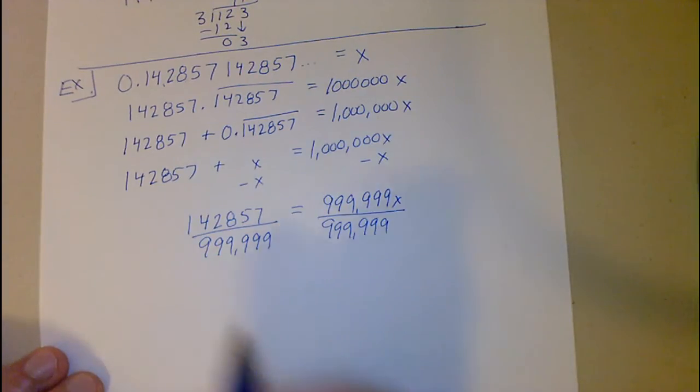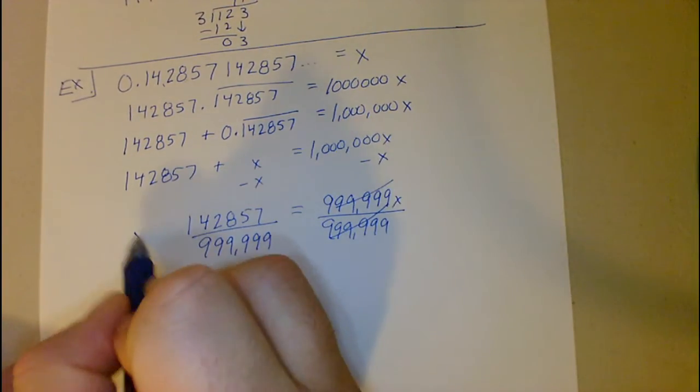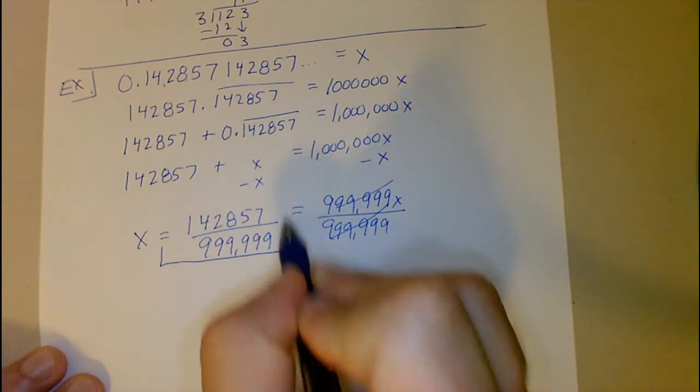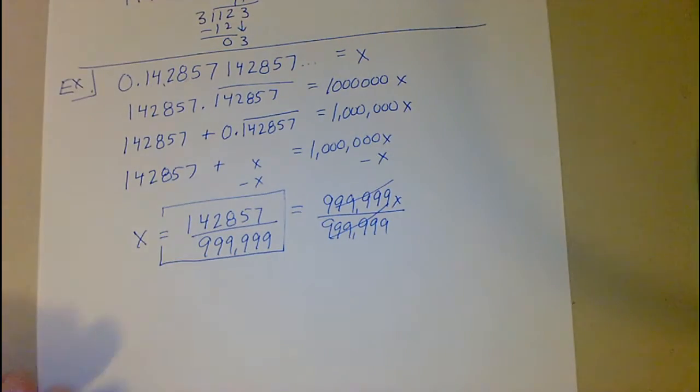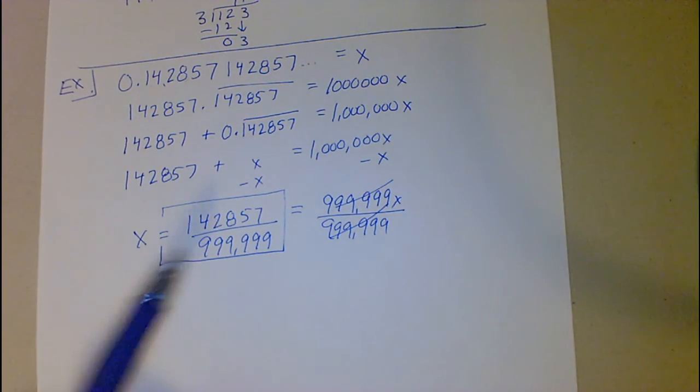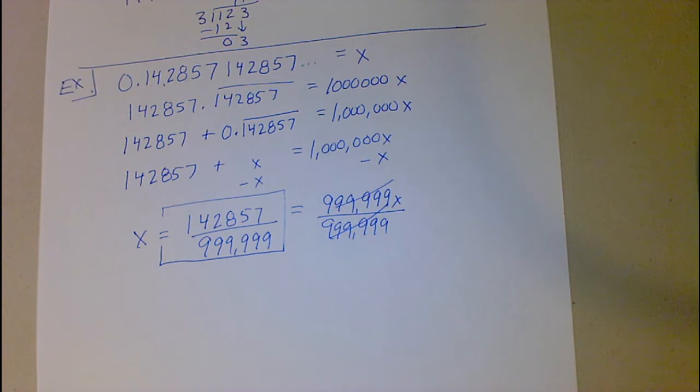And so x, I'll just save us some room here. This is what x equals. This 142,857 repeating is equal to that mess right there. Now I'm going to venture a guess that that's not simplified. I mean, if it is simplified, that's a pretty gross fraction. But I'm going to venture that maybe there are some things that cancel.